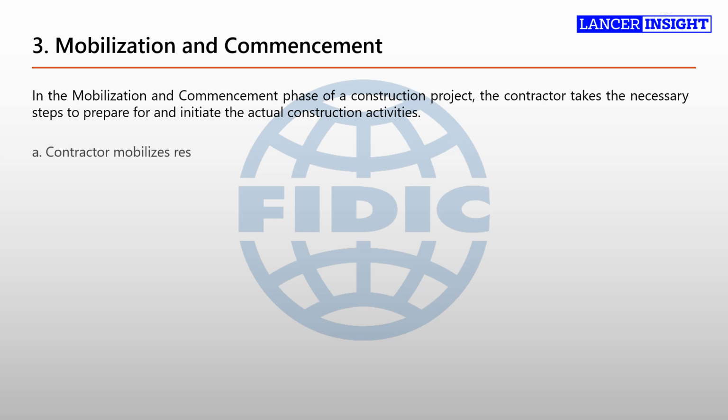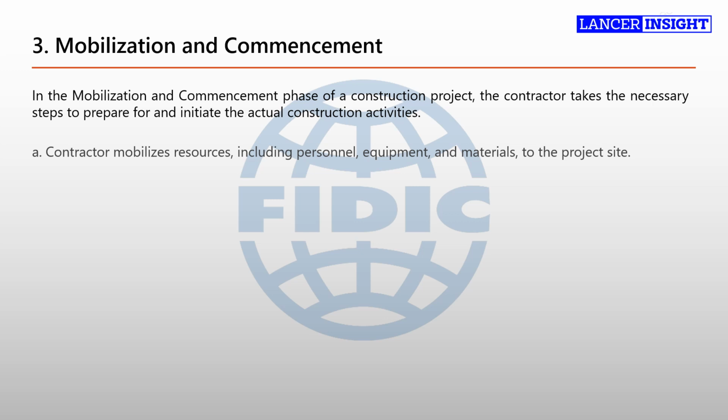A. Contractor mobilizes resources, including personnel, equipment, and materials, to the project site. Once the contract is signed and the project is ready to commence, the contractor organizes and mobilizes the resources required for the construction works. This includes bringing in the necessary personnel, such as project managers, engineers, supervisors, and skilled laborers, to oversee and carry out the construction activities.